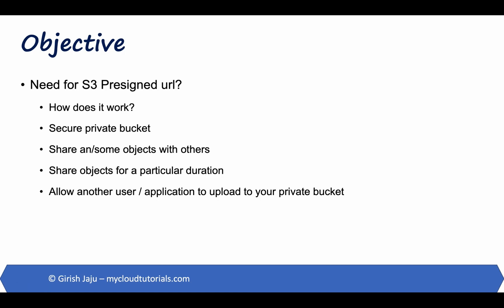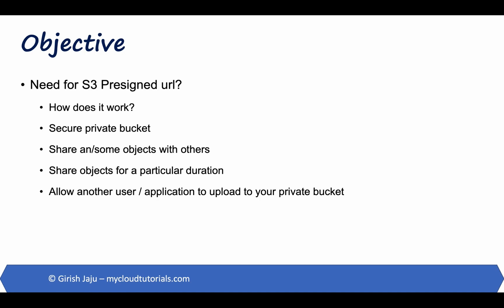What is the need for S3 presigned URLs? We know that we first create the S3 bucket. The bucket is private, meaning only the owner or the creator has access to the bucket and its objects. What if we need to share the objects with some other user or applications, which may or may not have IAM accounts or roles? How do we do it? This is where the S3 presigned URLs come in handy.